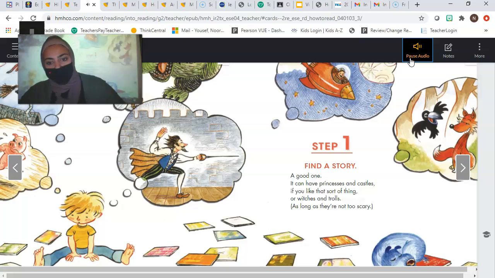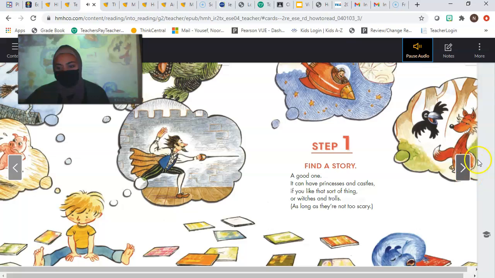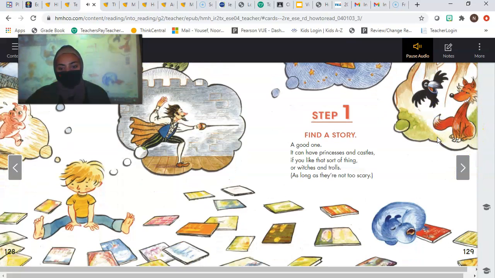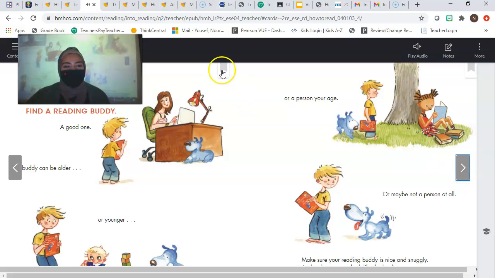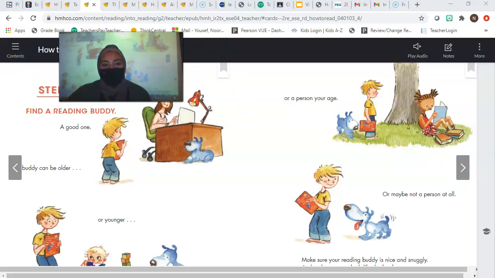Step 1. Find a story. A good one. It can have princesses and castles, if you like that sort of thing, or witches and trolls, as long as they're not too scary. So how does it say it? It says step what? Step 1.